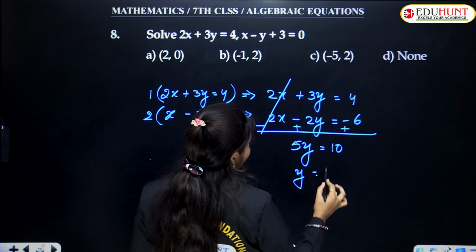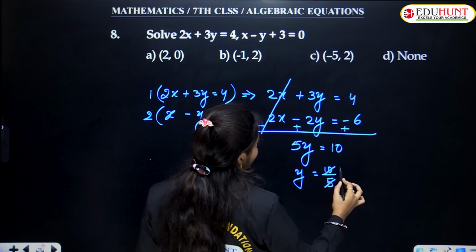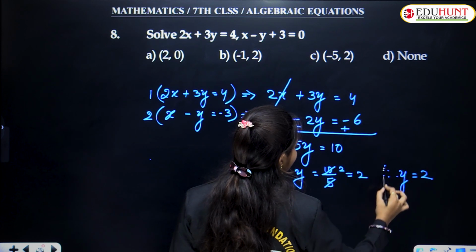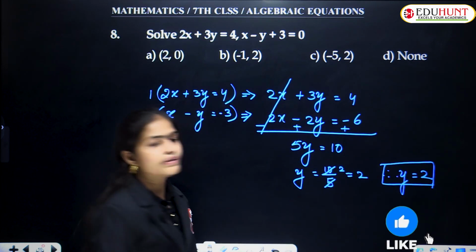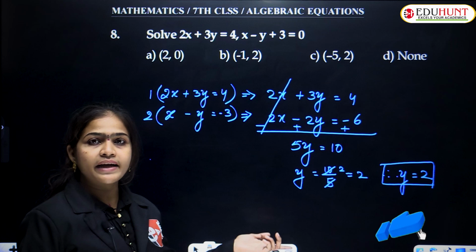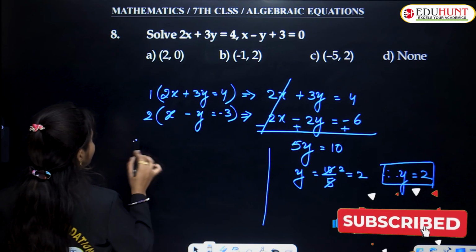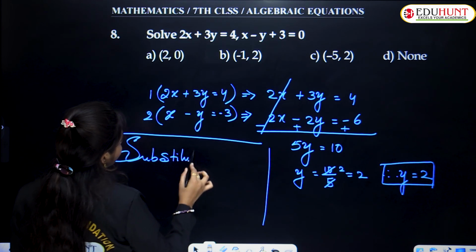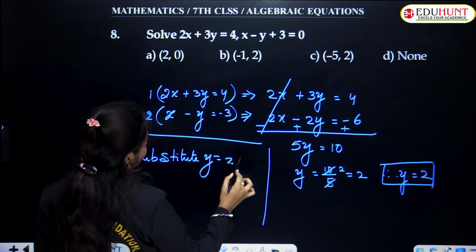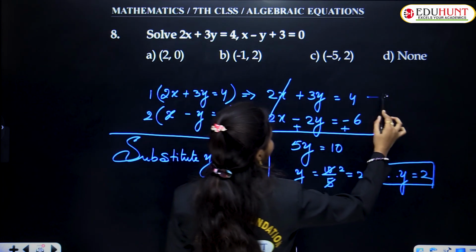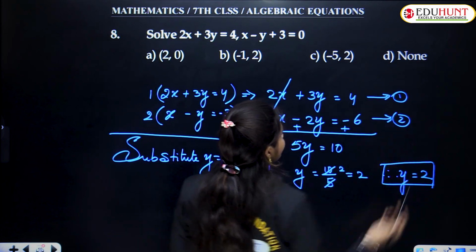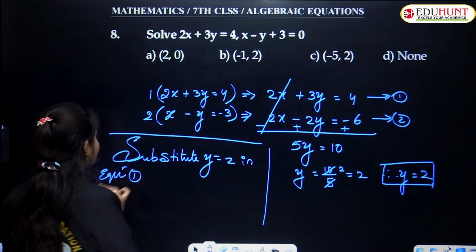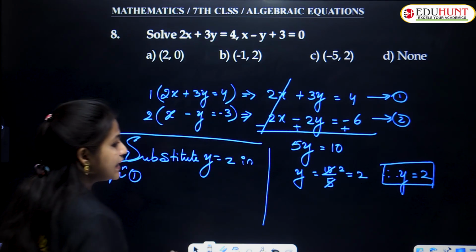So from this one, y is equal to 10 by 5. So we are getting 2. Therefore, y is equal to 2. Okay, we got that y value as 2. Now we need to find that x value. So substitute y is equal to 2 in which equation? That is your wish only. So here I am going to take equation 1. Okay, substitute y is equal to 2 in equation number 1.